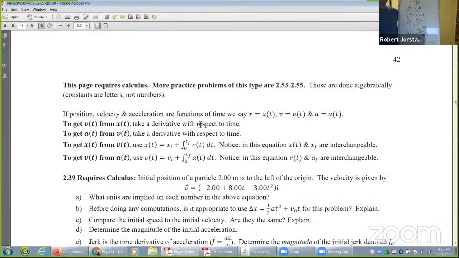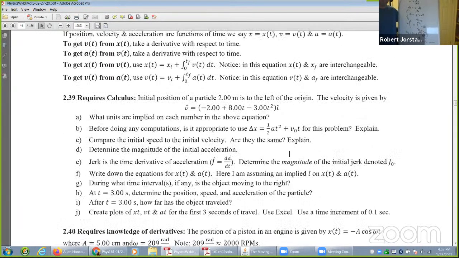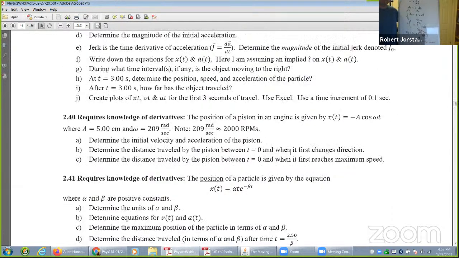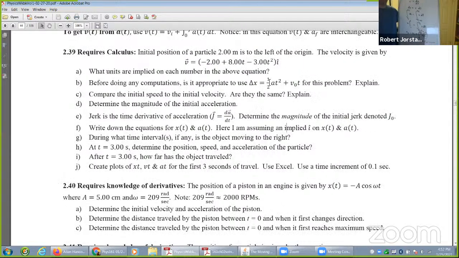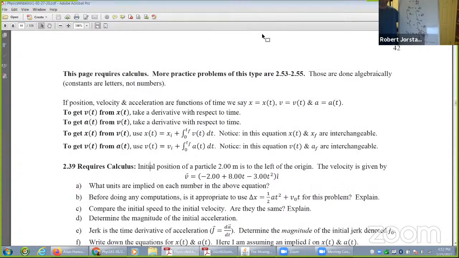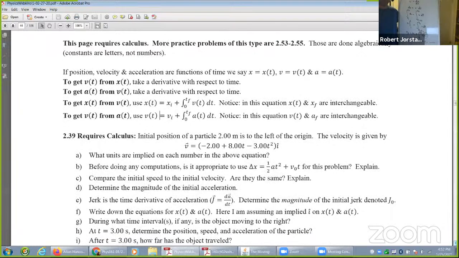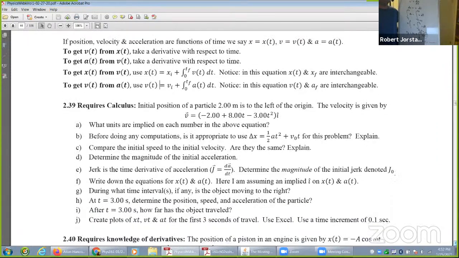All right. And so let's see. Why don't we just start easy? Let's just do 2.39. So we're going to work on 2.39. Again, this is on page 42. So we're going to look at 2.39 on page 42. I'm going to try and get this whole thing on the screen if I can.